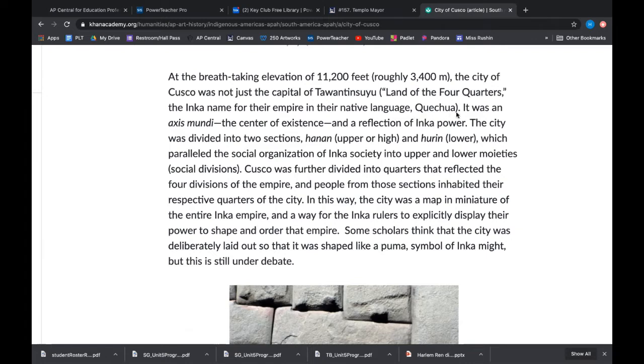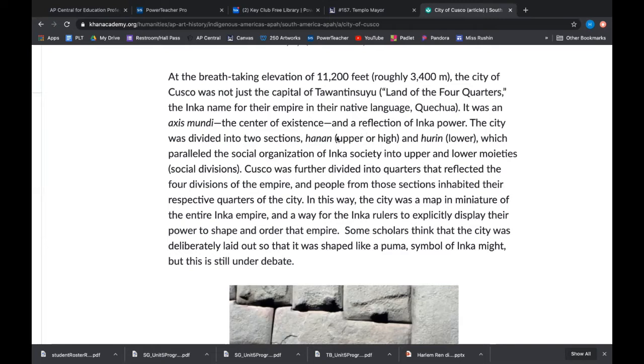It was an axis mundi, we've heard that before, the center of existence and a reflection of Inca power. The city was divided into two sections. So first of all, in my notes, I wrote for context that this is the center of the Incan Empire, the capital, Cuzco. And Cuzco means navel of the world. Remember, your belly button is your navel, that's the center. This is also considered an axis mundi, the center of the universe. So this is the capital of their empire, the center of the world, the axis mundi. I also said that this is located high in the Andes Mountains at the elevation of 11,200.